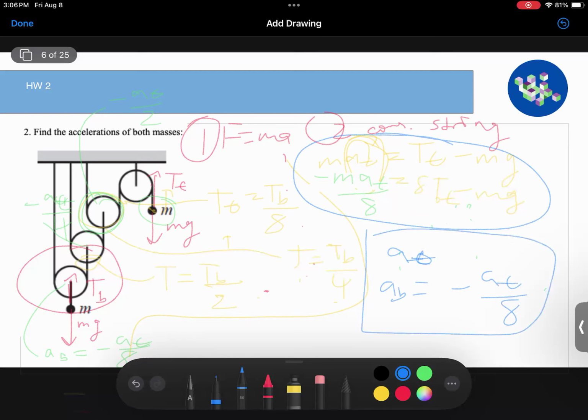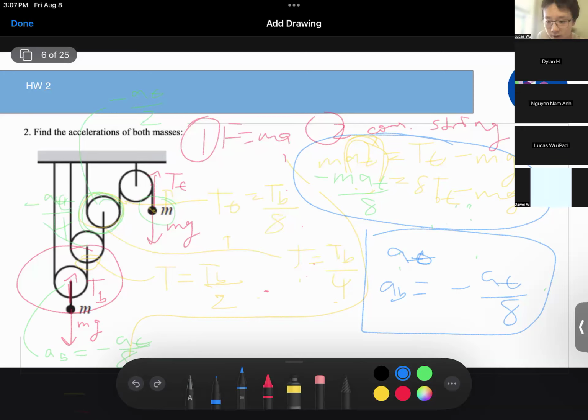So now it's just all algebra, but just remember when you're solving these pulley problems, write your F equals ma equation, relate some forces together, for example, the top tension force and the bottom tension force, and then after that, write your conservation of string equation. Does that make sense, everyone? Any questions about that?